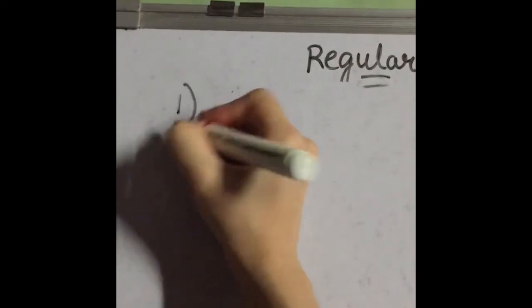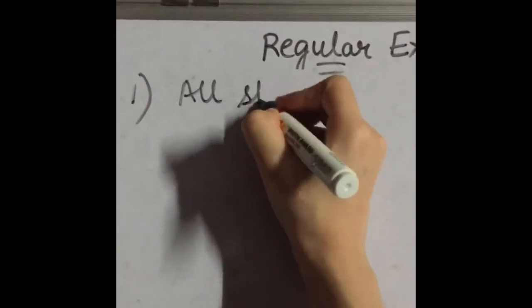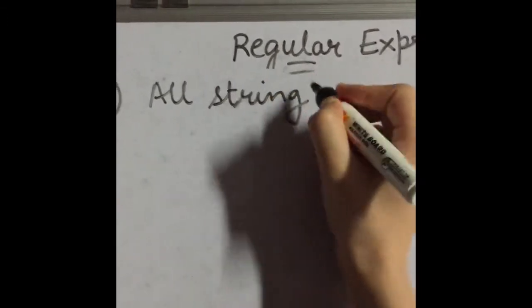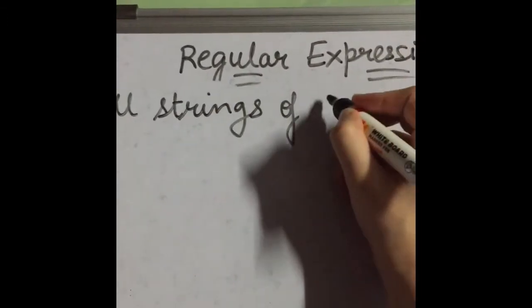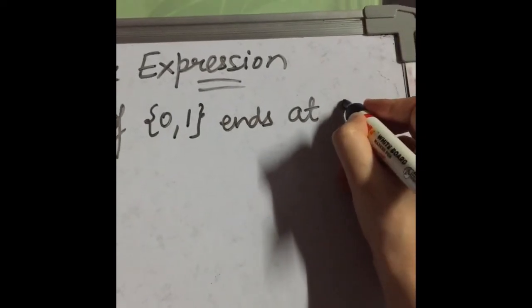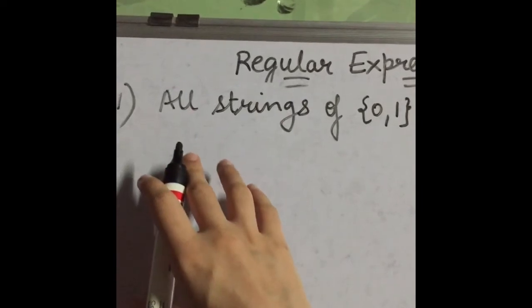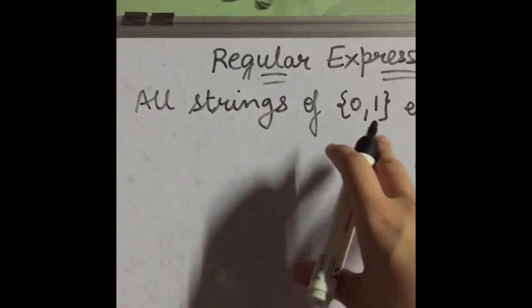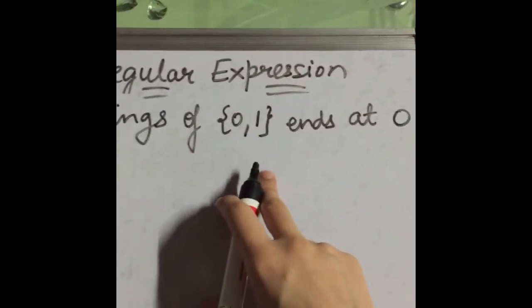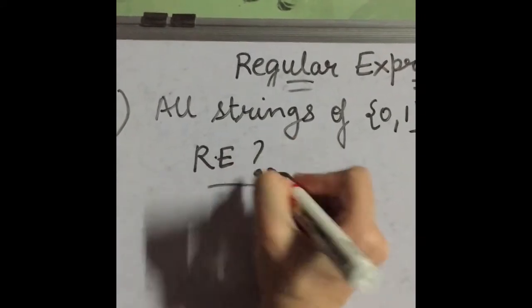First example: all strings of input 0 and 1 that end at 0. If you have this type of language, where all strings of 0 or 1 end at 0, find the regular expression for it.